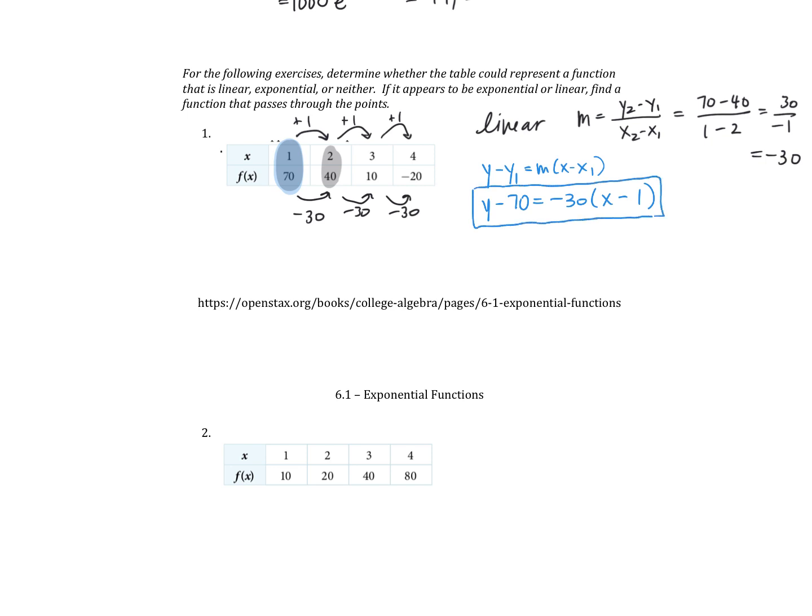If you wanted to go ahead and write it in slope-intercept form, you could by distributing the negative 30. You would have negative 30x plus 30, and then adding 70 to both sides, you would get y is equal to negative 30x plus 100. So you can leave it in either form unless your problem asks for a specific form, and then you need to give it in the form asked for.